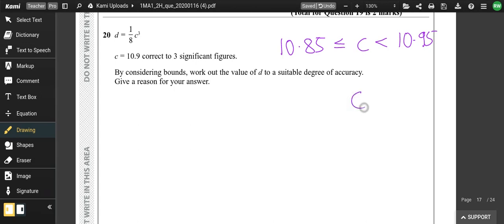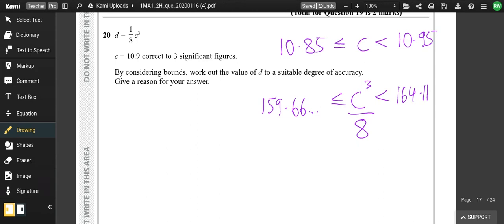If I cube both of these, that will give me C cubed. And then if I divide by 8, that will give me D. So I'm going to do both of the extremes cubed, divide by 8. So that's 159.66, etc. 10.95 cubed divided by 8 is 164.11. So work out the value of D.